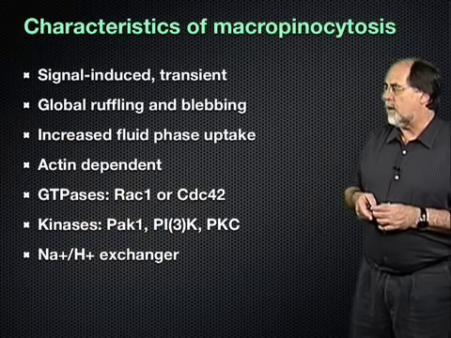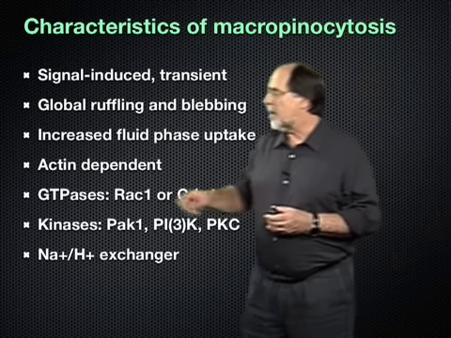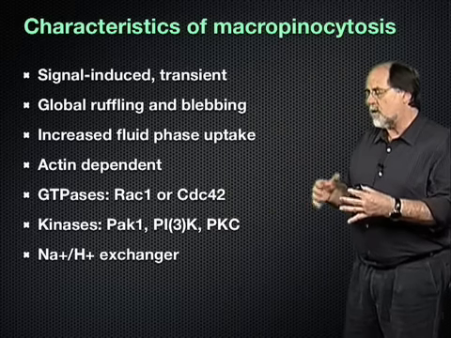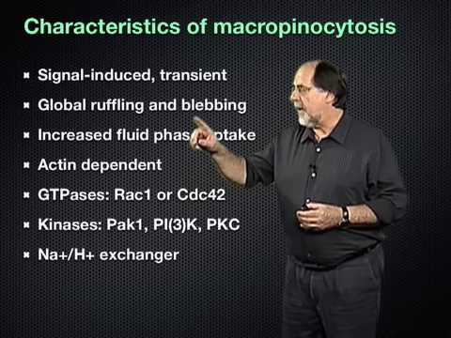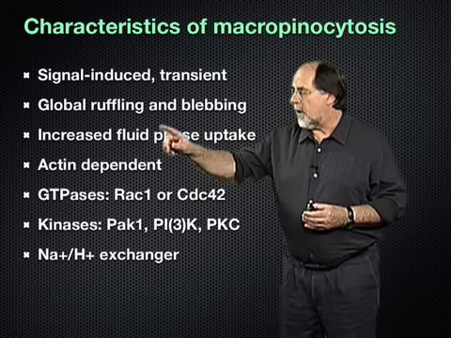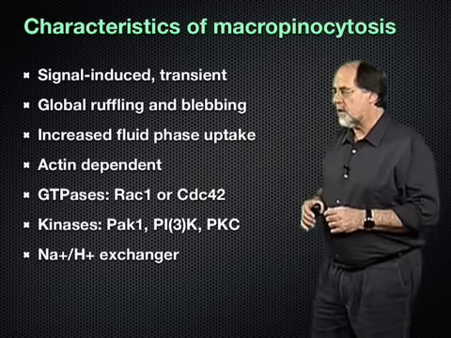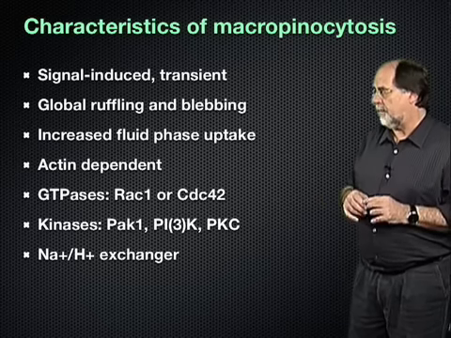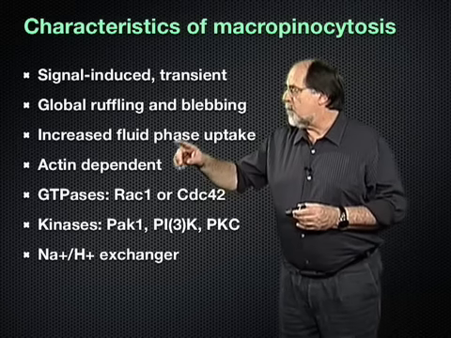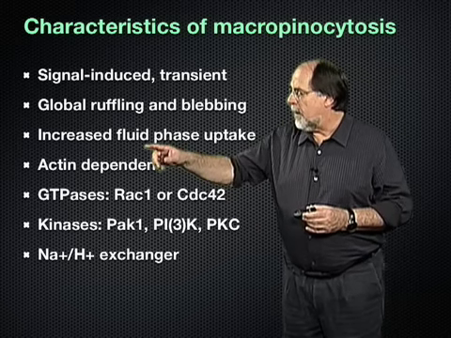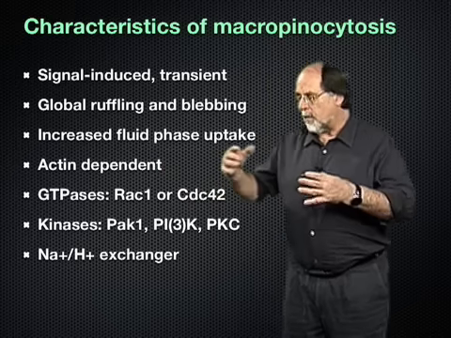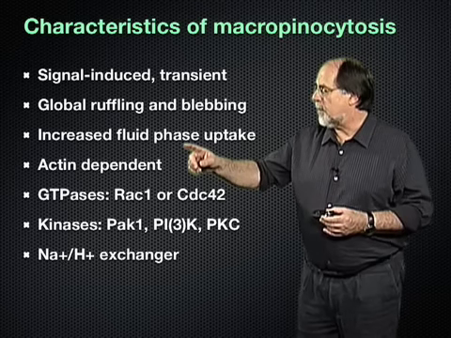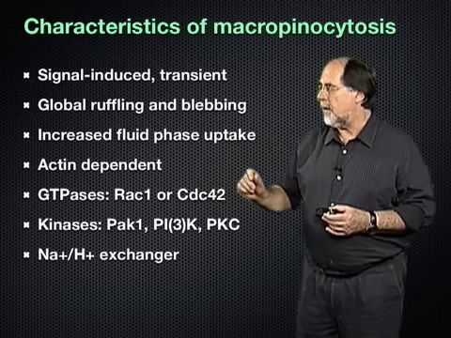So what is macropinocytosis? It's a signal-induced transient endocytic pathway in most cells. It only occurs for half an hour or so. It involves ruffling and blebbing. In our case, it's blebbing. In other cases it is simply ruffling of the cell surface. Those lamellipodia we saw in previous lectures are part of this ruffling event. The ruffles and blebs, when they come back to the membrane, encase some fluid space vesicles, so it's an increased fluid phase uptake, all of it absolutely actin dependent.